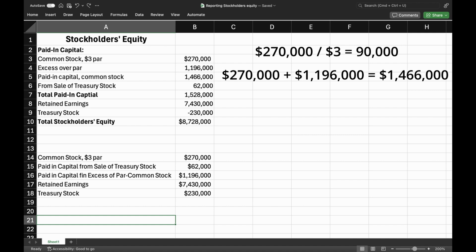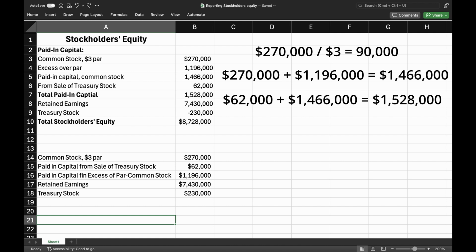$1,466,000. The last account in this section is the paid-in capital from sale of treasury stock account, and from the information given, we know that the balance on this account is $62,000. Next, we add $62,000 to $1,466,000 to find the total paid-in capital balance, which in this problem comes out to $1,528,000.